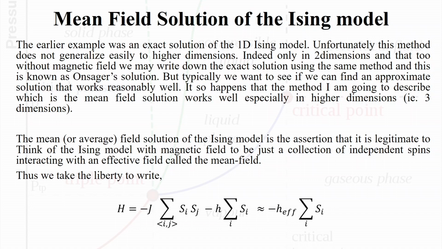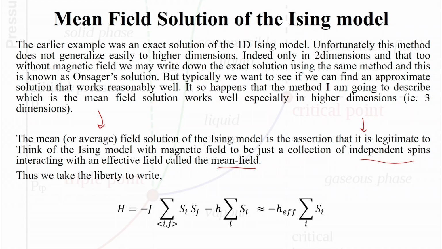The way to do that is the mean field method. The idea of the mean field method, like I have said here, is that the mean or average field solution of the Ising model is the assertion that it is legitimate to think of the Ising model with the magnetic field to be just a collection of independent spins interacting with an effective field called the mean field. So what is the picture that you have here? You have a whole bunch of spins that are interacting with each other, but you also have an external magnetic field. So now the spins interact with each other and with an external magnetic field.